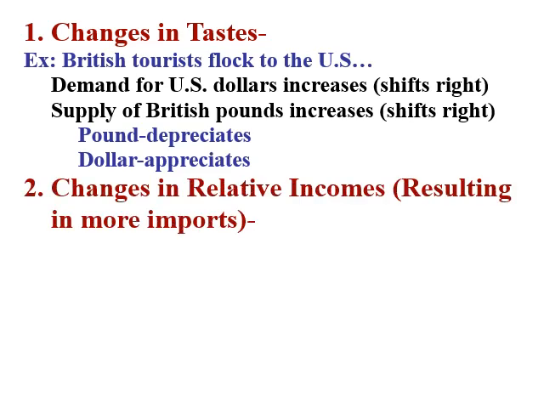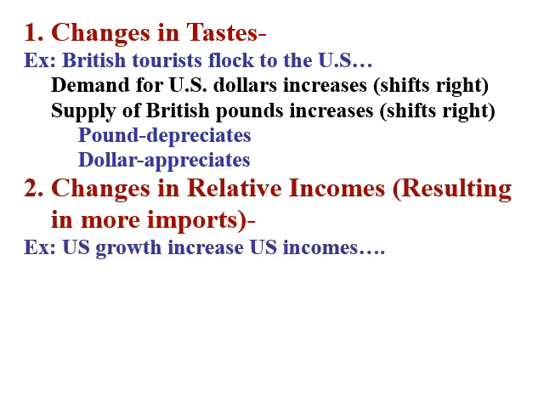The second shifter is a change in relative income. We're assuming one country now has more income relative to the other country. Again, what we've said all along is that means they can now import more goods, and so that's where we're going to see the impact on the foreign exchange market. So in this example, U.S. growth increases U.S. income. So people in the U.S. have more income relative to those in Great Britain.